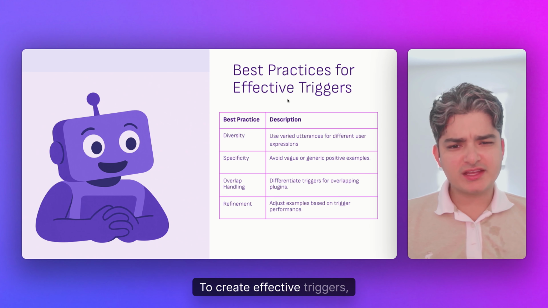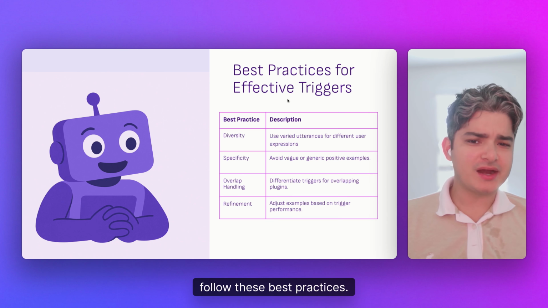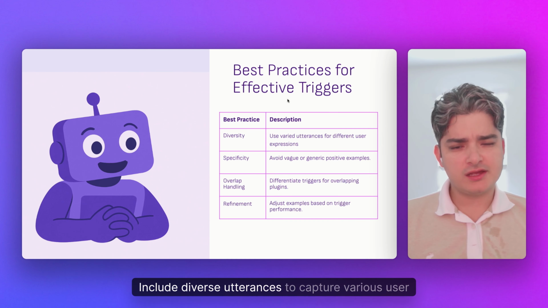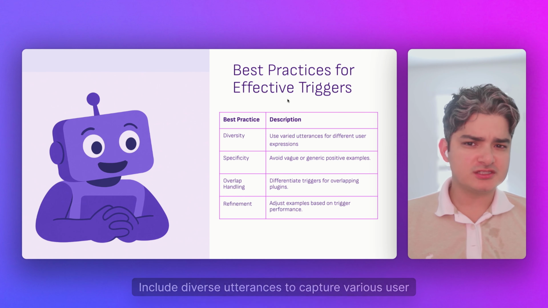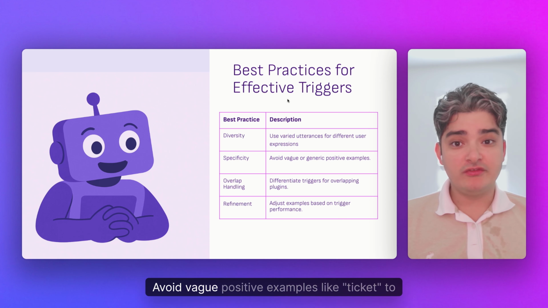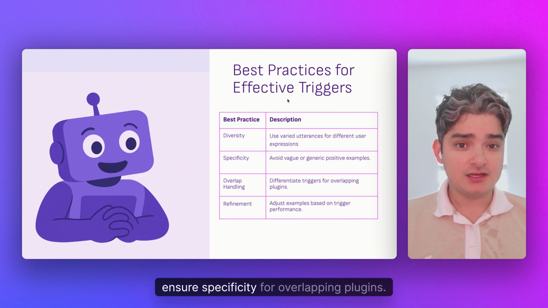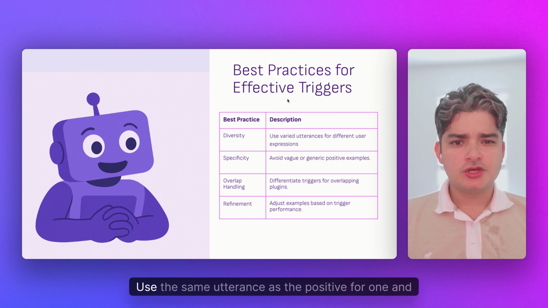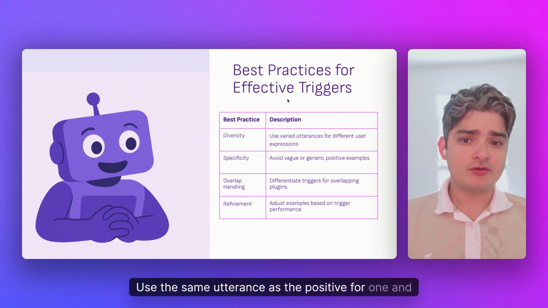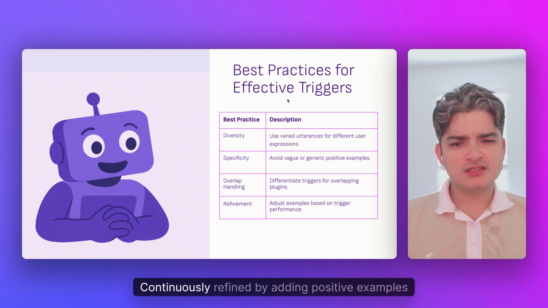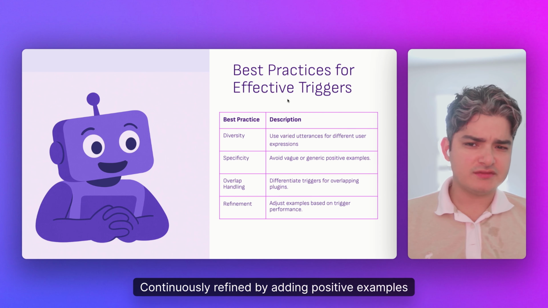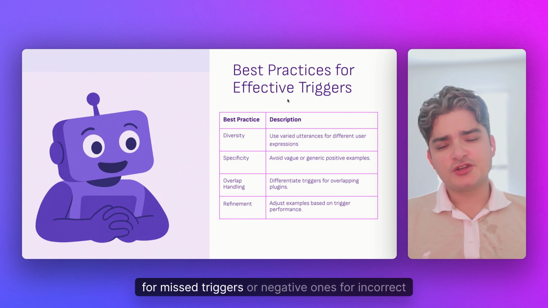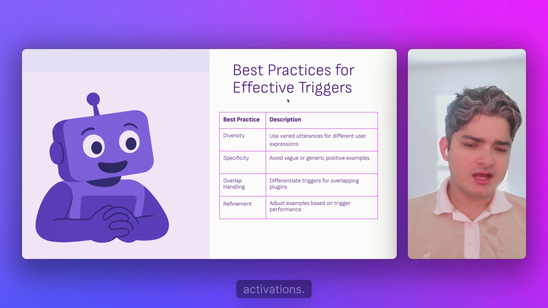To create effective triggers, follow these best practices. Include diverse utterances to capture various user expressions. Avoid vague positive examples like "ticket" to ensure specificity. For overlapping plugins, use the same utterance as the positive for one and negative for others. Continuously refine by adding positive examples for missed triggers or negative ones for incorrect activations.